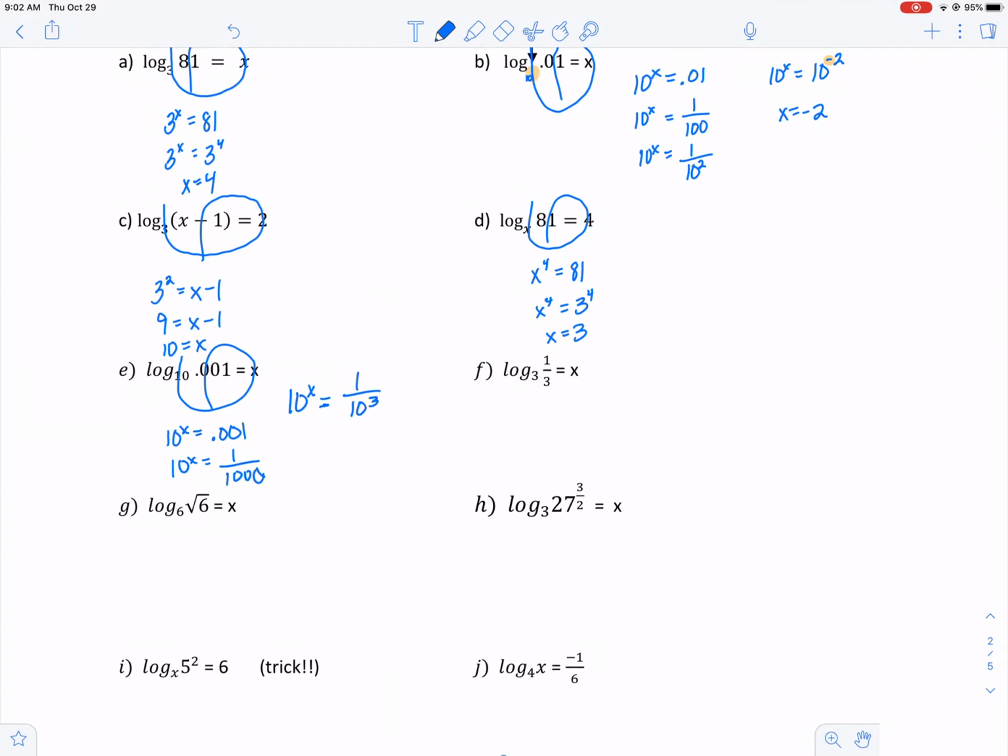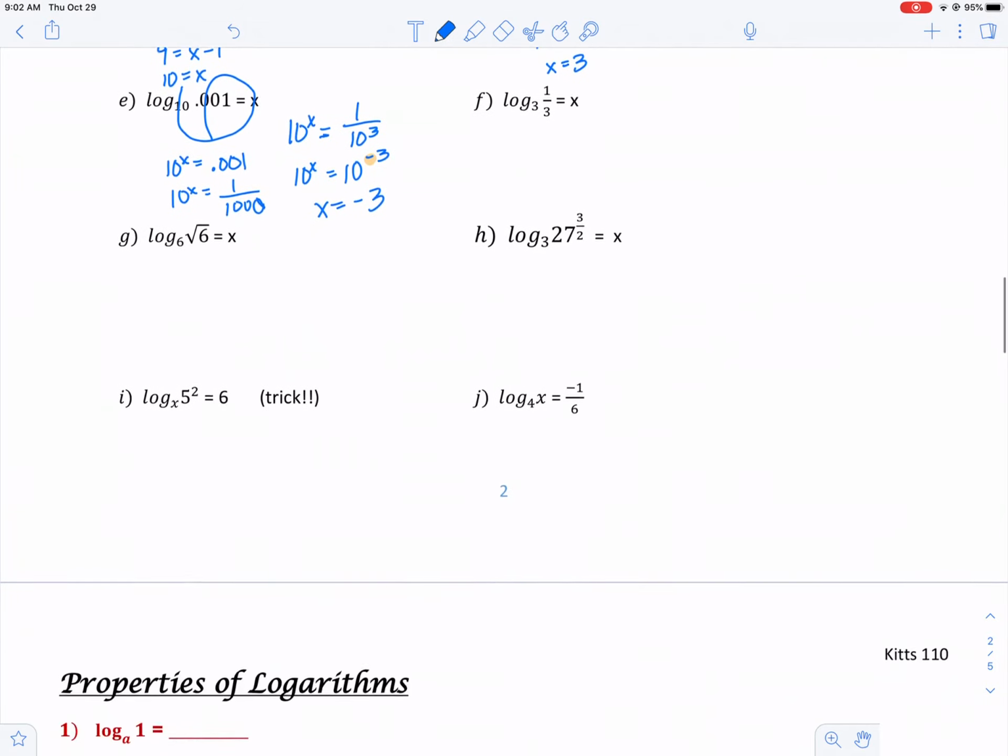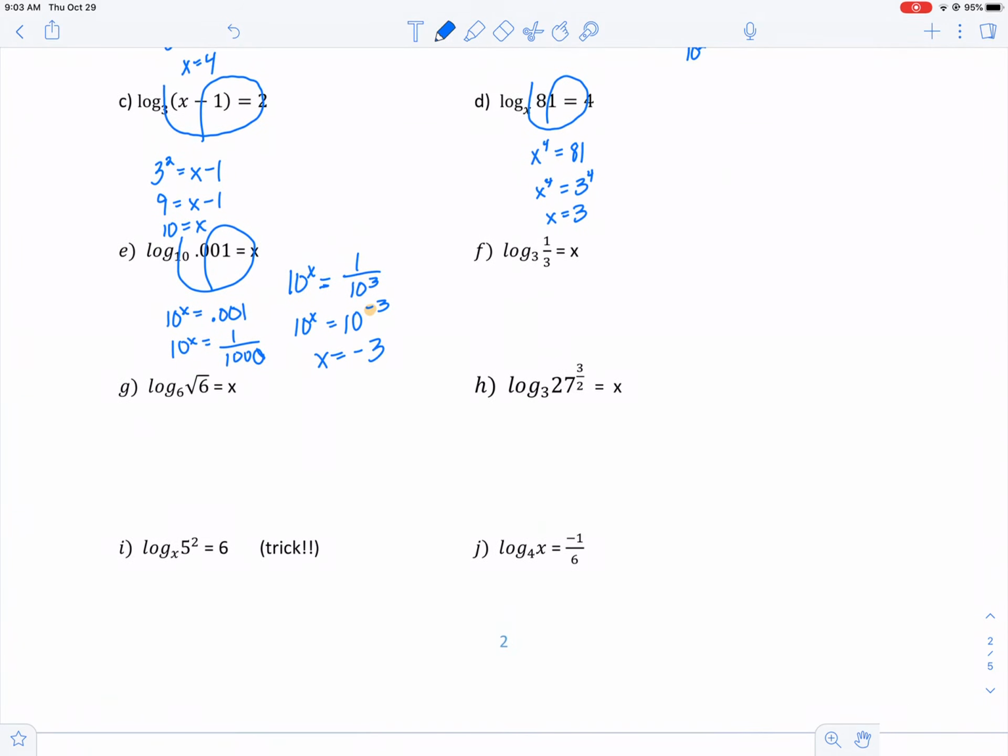And the easy thing to remember there is just count your zeros. That's what your exponent's going to be. Okay? And then I want it to be up top. So we can move it up top. We just have to make it a negative. So my x is negative 3. Let's see. I'm just going to keep working. We'll work all of these.